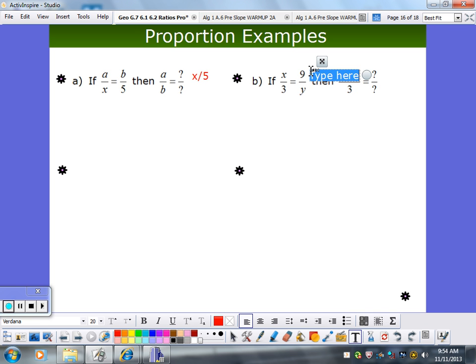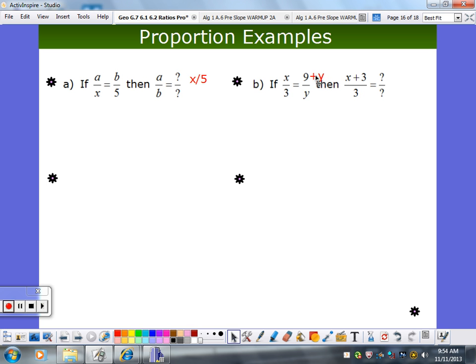Oh, okay, let's try it. See how that's 9 over Y plus 1? That's X over 3 plus 1. So you add the denominator. What's going on here? True or false? If X over Y equals 10 over 7, then Y over X equals 7 over 10. True or false? Yep. True? How come? How can you tell?